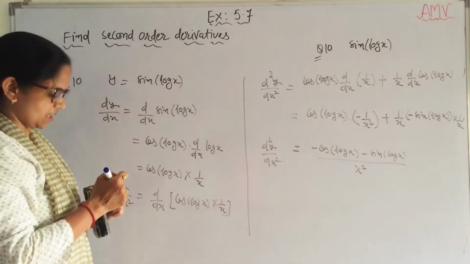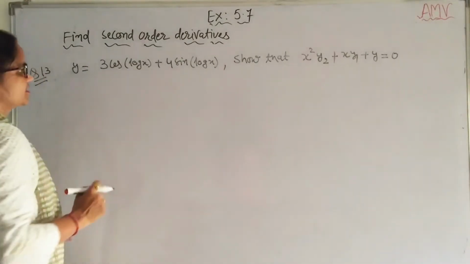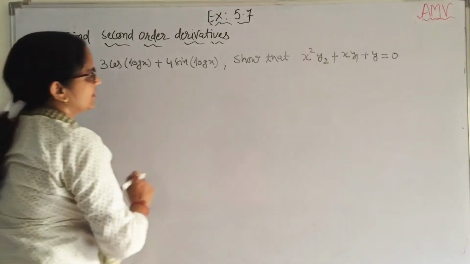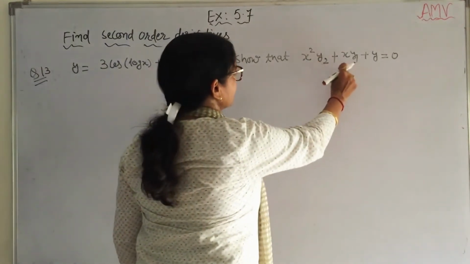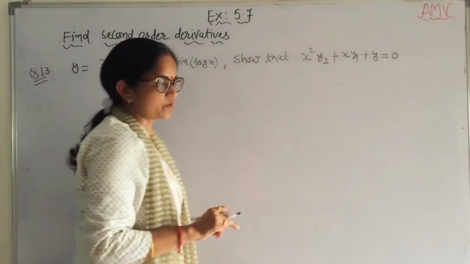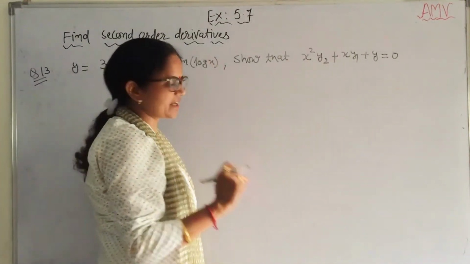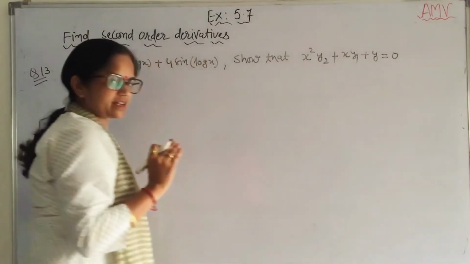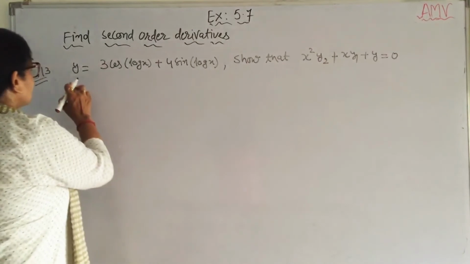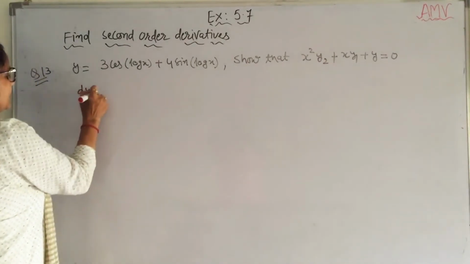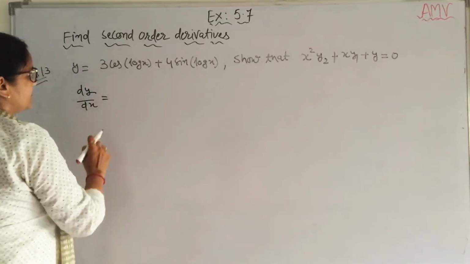Okay. Now let's do the next question. Question number 13, students. Okay. Here y is given and we have to show that x square y2 plus x y1 plus y is equal to 0. y1 means first derivative of y with respect to x, and y2 is second order derivative of y with respect to x. Okay. So first of all, find dy by dx. Okay. First order derivative.